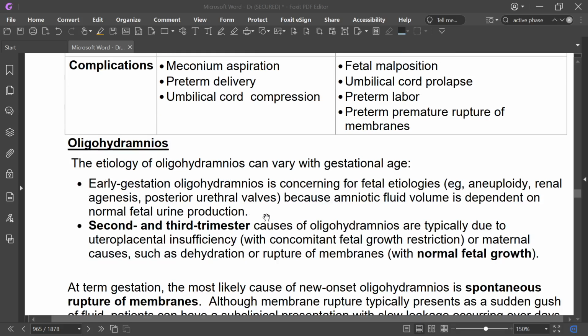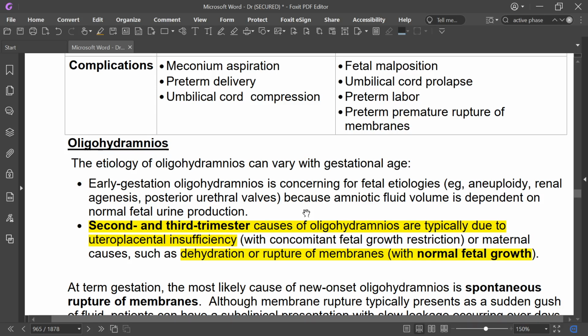Oligohydramnios. Early gestation oligohydramnios is concerning for fetal etiologies. Second and third trimester causes of oligohydramnios are typically due to uteroplacental insufficiency with concomitant fetal growth restriction, and maternal causes such as dehydration or rupture of membranes with normal fetal growth.